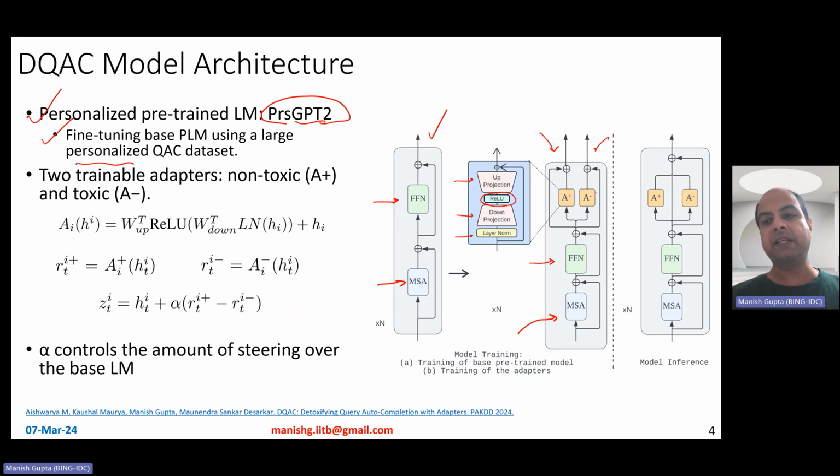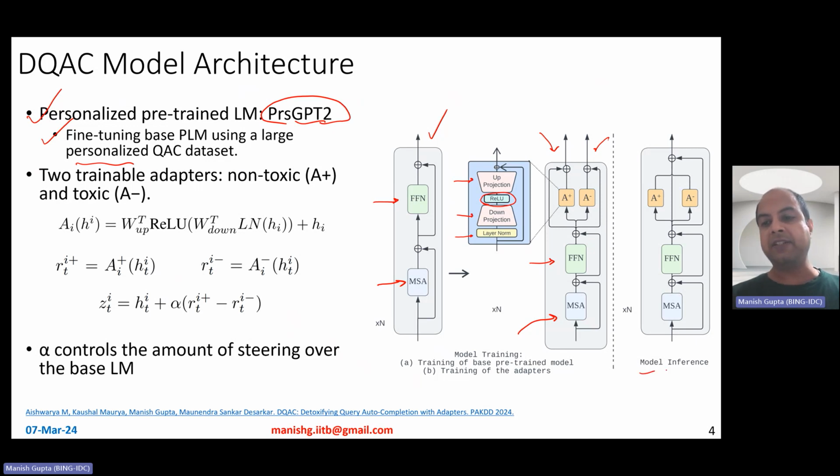Each of these, A plus and A minus: A plus is called the non-toxic adapter, and A minus is called the toxic adapter. Okay, so we use the concept of adapters, which help you adapt the generation to a certain style. The toxic adapter will be trying to push the generation towards a toxic style, the non-toxic one towards a non-toxic style, in that sense. Okay. So that's that. We train the toxic and the non-toxic adapters one by one.